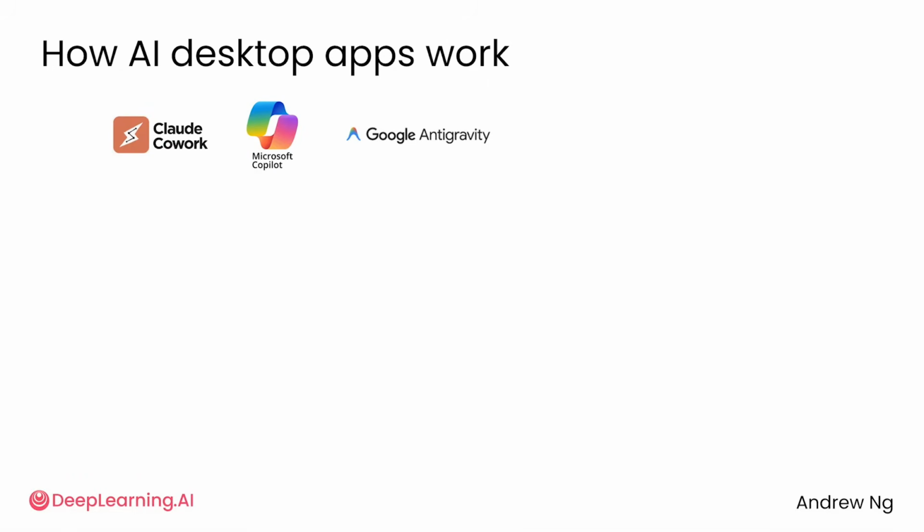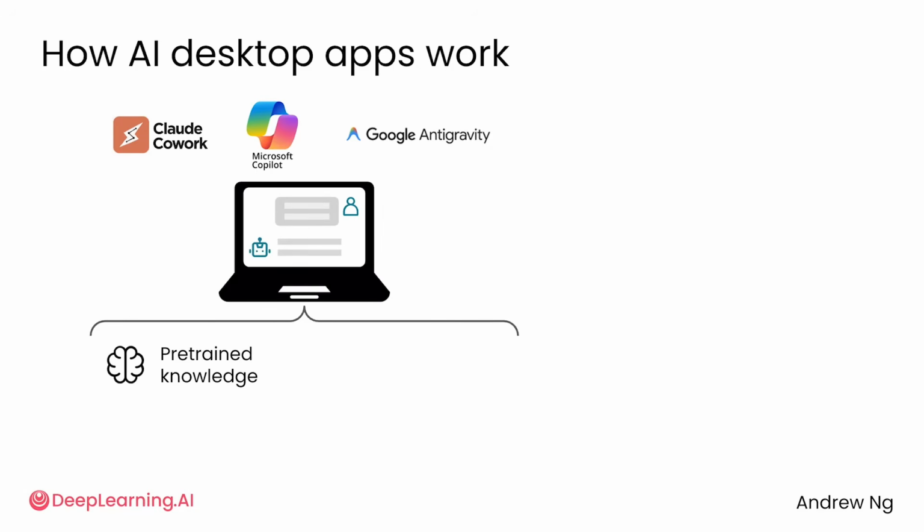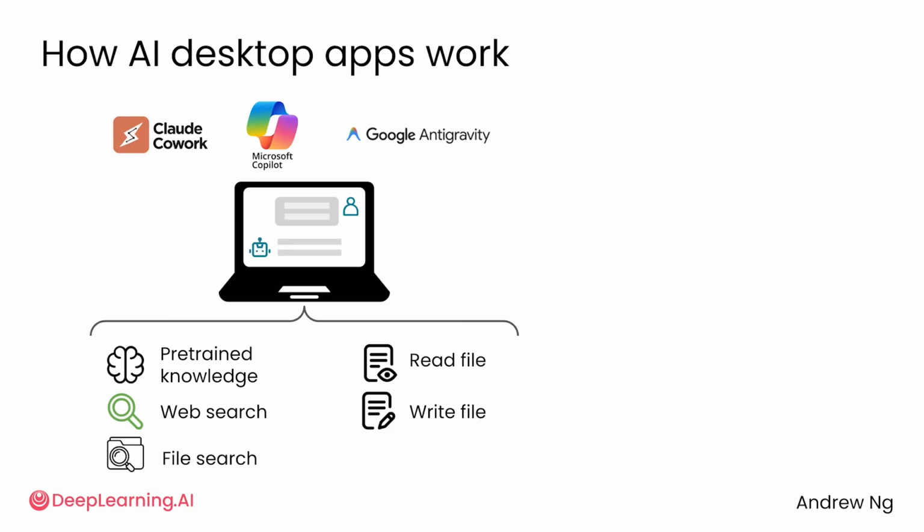Here's how AI desktop apps work. They are powered by an AI model, so it comes with the AI's pre-trained knowledge, and it also has a set of tools like web search, so it can choose to carry out a web search if it needs to do so to accomplish this task. It also has additional tools to work with files on your computer, including the ability to search through files, to read files, to write files, to move and rename files, and so on.